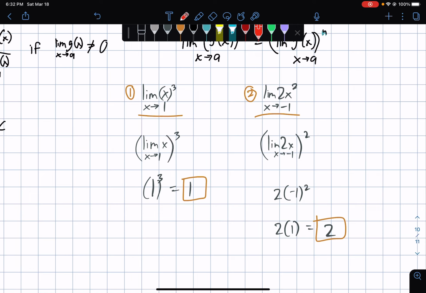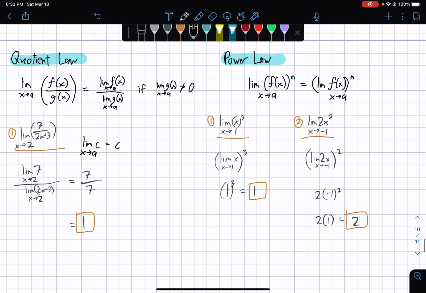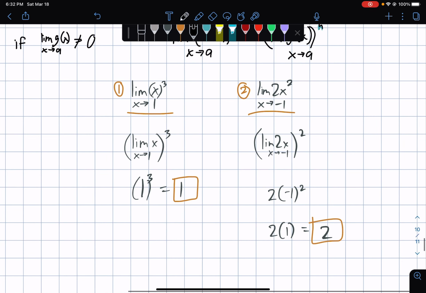Alright, so next question. Oh yeah, I think I can see the reason why now. We don't multiply 2 and negative 1 first because of the PEMDAS rule. You have to use the exponent first and then you multiply.